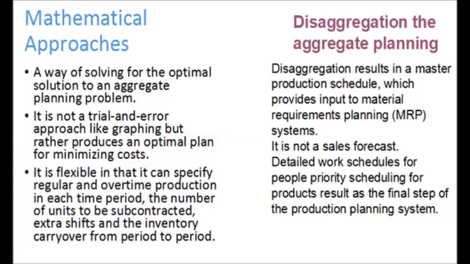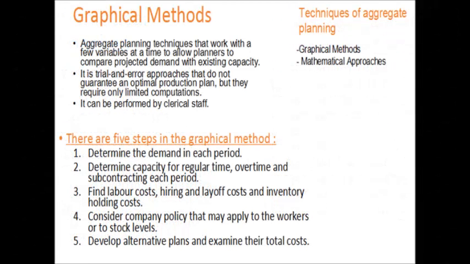When other factors are introduced, such as hiring and layoff, the more general method of linear programming must be used. Graphical methods are aggregate planning techniques that work with a few variables at a time to allow planners to compare projected demand with existing capacity. It is a trial and error approach that does not guarantee an optimal production plan, but requires only limited computation. It can be performed by clerical staff.